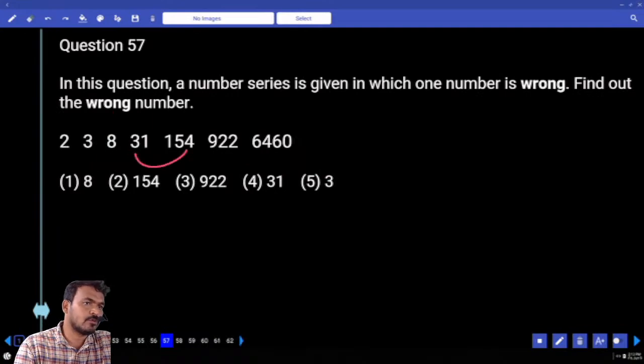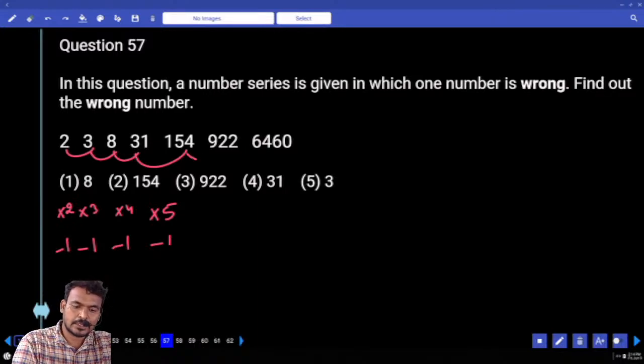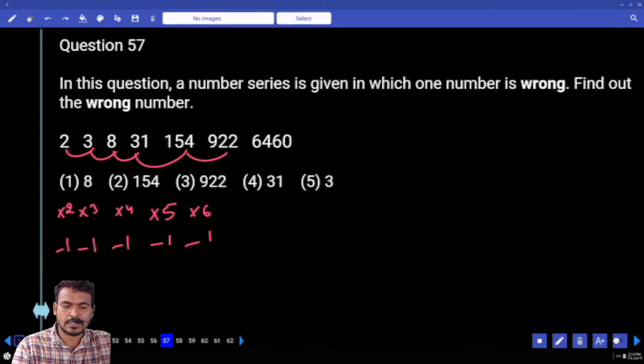31 to 154, how many times? 5 times. Minus 1 or plus 1? Minus 1. Next, 8 to 31, into 4 minus 1 or? Next, 3 to 8, into 3 minus 1. Obviously first one into 2 minus 1 or? And next one into 6 minus 1 or? 154 into 6 is 924. Minus 1 means 923. What is the wrong number? 922.